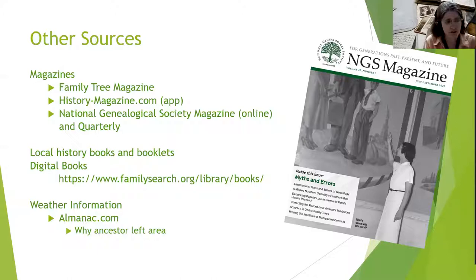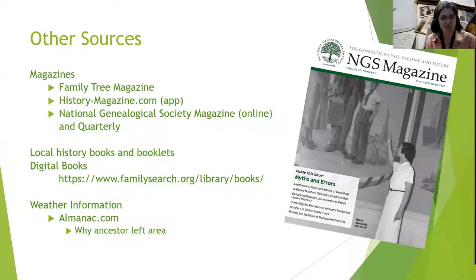And another source you can look for is weather information. You're probably scratching your head on that, but if you go to like almanac.com, you can kind of figure out why your ancestor left the area. There might have been a drought. There might have been, you know, a plague of locusts. So that can give you an indication of why your ancestors moved. So, on to Laura.